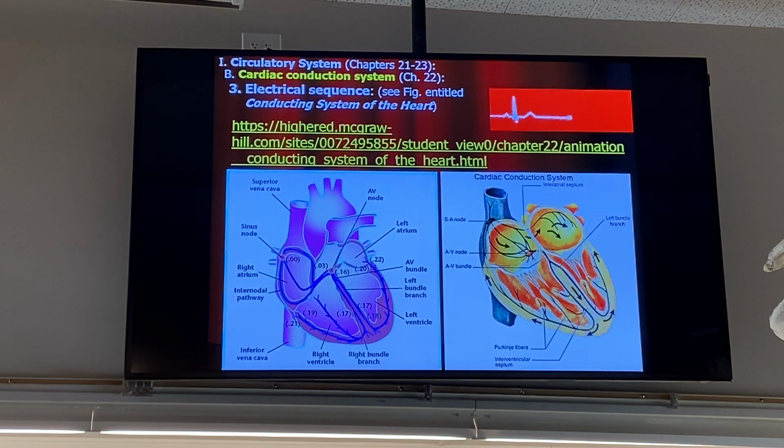There's some animations. Doesn't that kind of look like what I wrote on the whiteboard? Except it doesn't show all the internodal pathways that go over to the left side, because they're all there too, as you can see here.